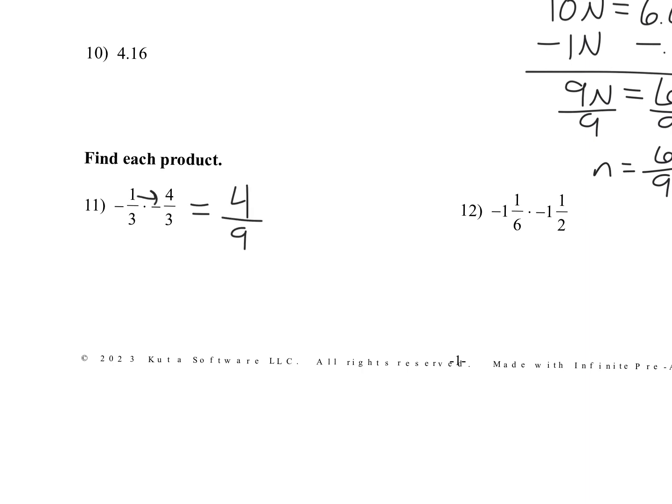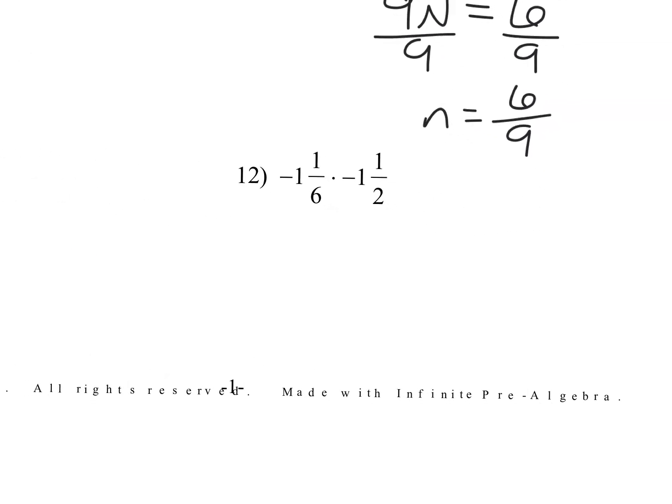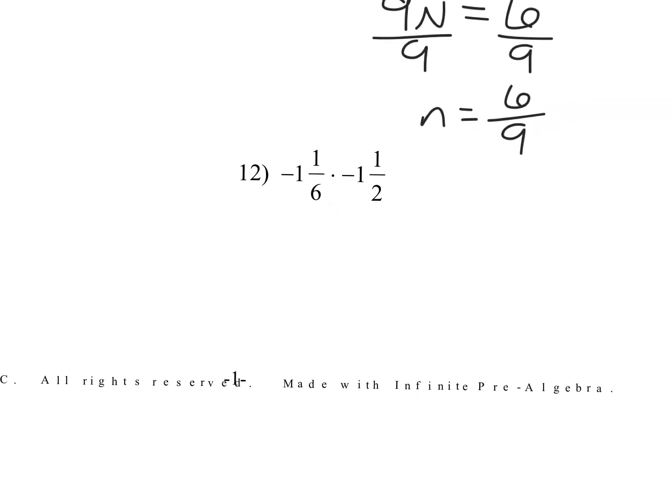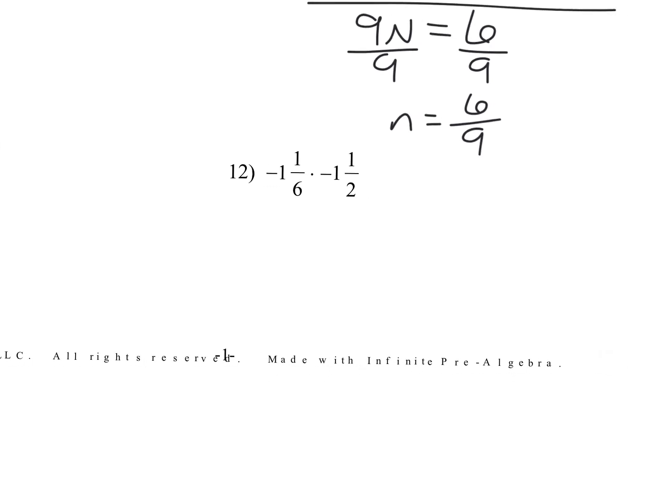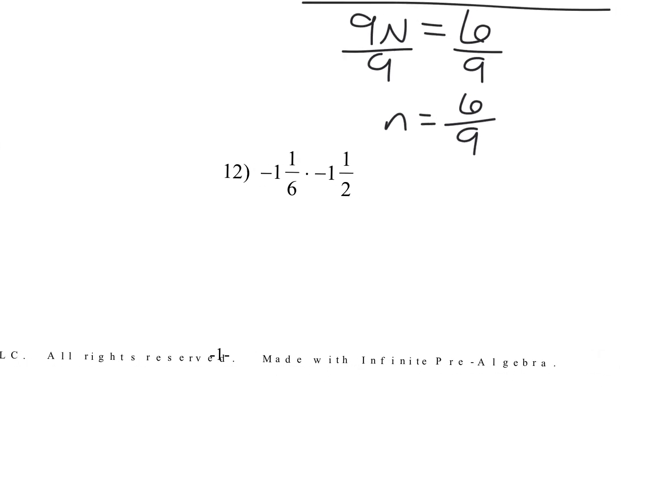4/9. Yep, multiply just straight across. Okay? And then ask if you can simplify. Can I simplify? No. On number 12, what kind of numbers are those? They're mixed numbers. What do we have to do with mixed numbers before we can start multiplying?